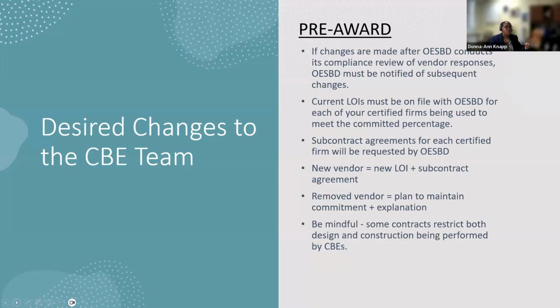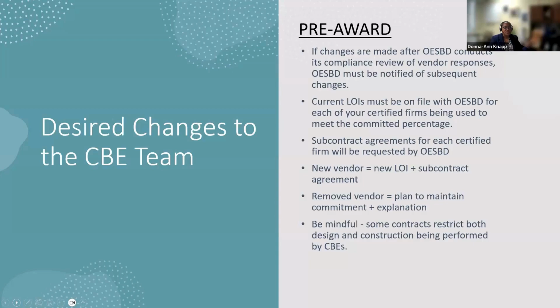So the changes to your team refers to adding or removing a vendor that was a part of that original team. When you add a vendor, that typically results in an increase to your commitment. When you remove a vendor, we'll always ask you for an explanation as to why the vendor needs to be terminated. And we'll also ask you for a plan, like, what are you going to do?